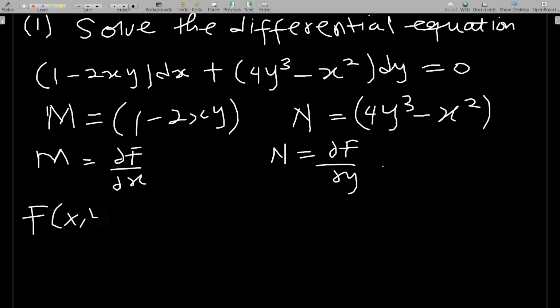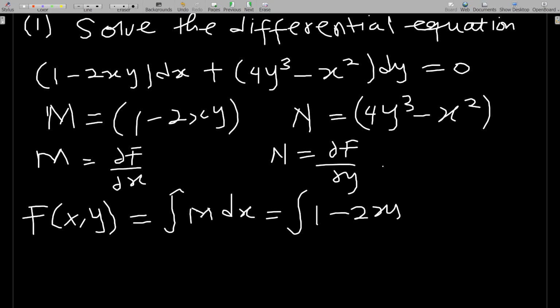Okay, if I pick M, f of xy is equal to the integral of M with respect to x, and that is equal to the integral of (1 - 2xy) dx. But remember that M is this. And f of xy is a function of both x and y, but we are integrating M with respect to only x.